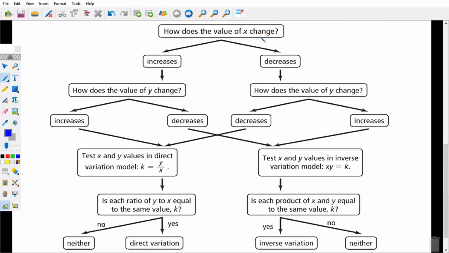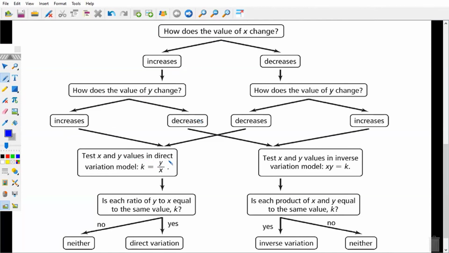So the first thing you're going to do is ask yourself, are your x values increasing or decreasing? Okay, so after you decide whether it's increasing or decreasing, you're then going to go to the next question, which is, what are your y values doing? How are your y values changing? Are they increasing or decreasing? And then once you make that decision, it's going to lead you to your next.